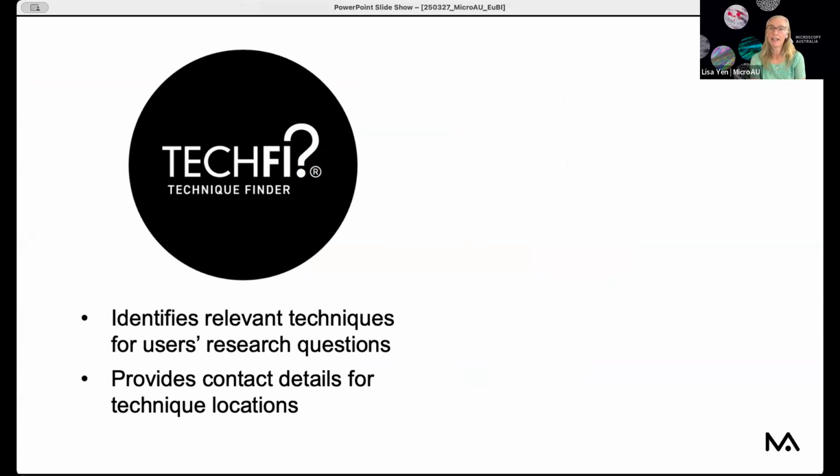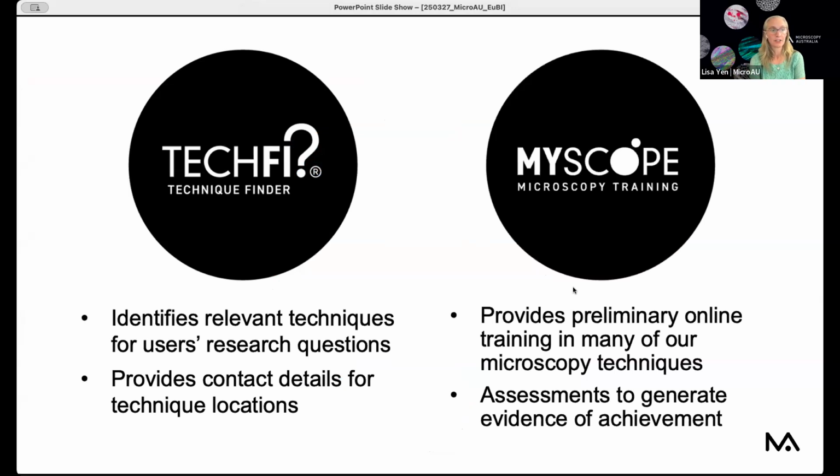So rather than providing access to a full instrument inventory, we try and help our researchers find the technique that they need. And then we also have MyScope that I mentioned before, which is really trying to provide that initial theory and content for a range of different microscopy techniques, so that our new users and researchers are coming into our facilities with a much stronger understanding of the techniques that they'll be using.